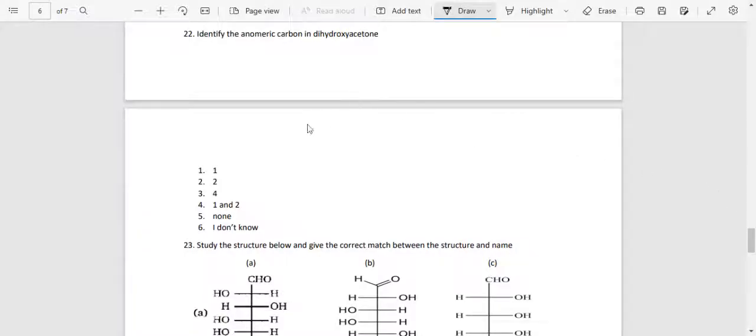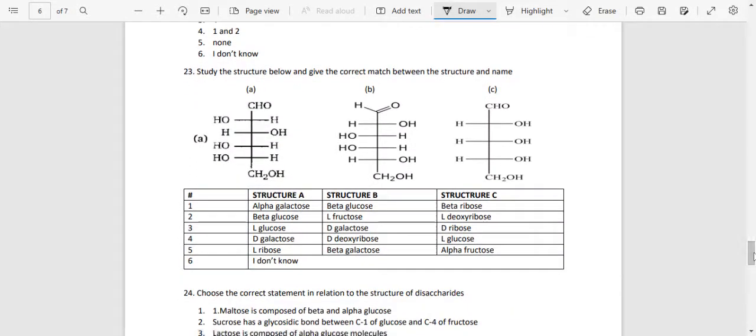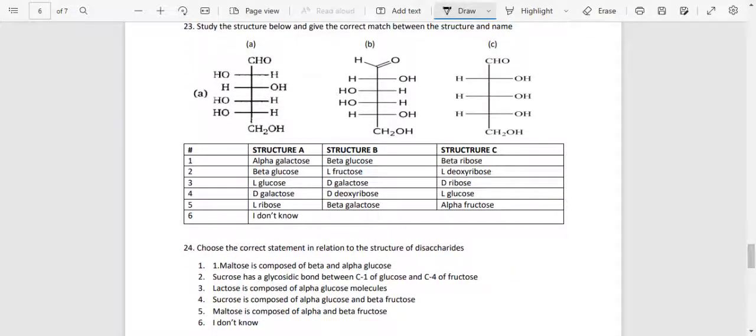Question 22. Identify the anomeric carbon in dihydroxyacetone. So dihydroxyacetone is a triose, which is a ketone, and the functional group is at carbon number 2. So that is where the anomeric carbon is. Anomeric carbon is just a carbon containing the functional group. Question number 23. Study the structure below and give the correct match between the structure and the name.